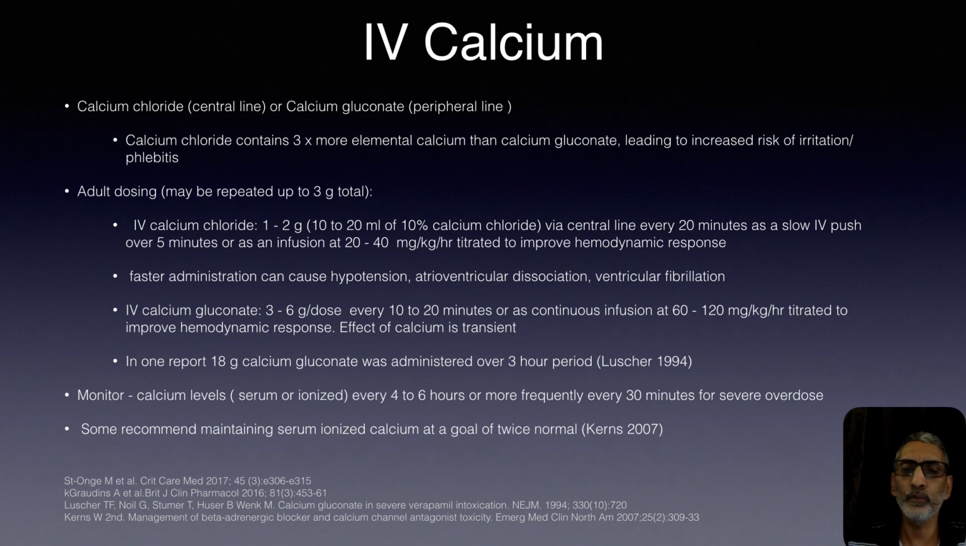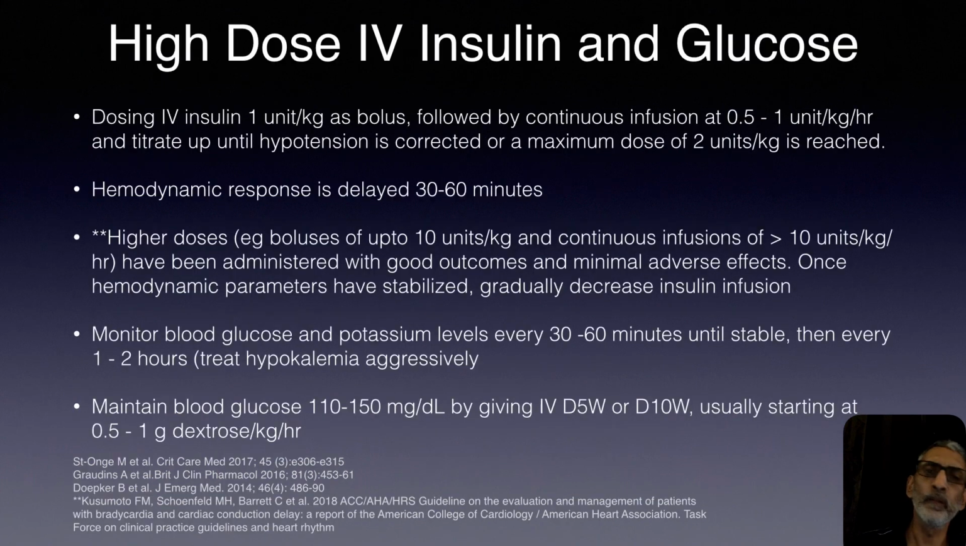The idea is to maintain the serum ionized calcium. Some recommend maintaining a goal of twice the normal. The other option recommended by this guideline is the high dose insulin and glucose.